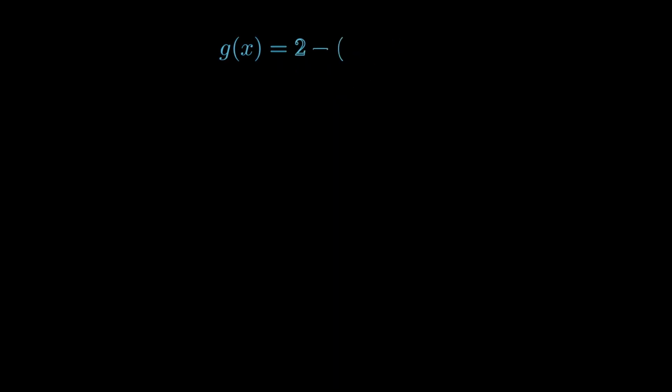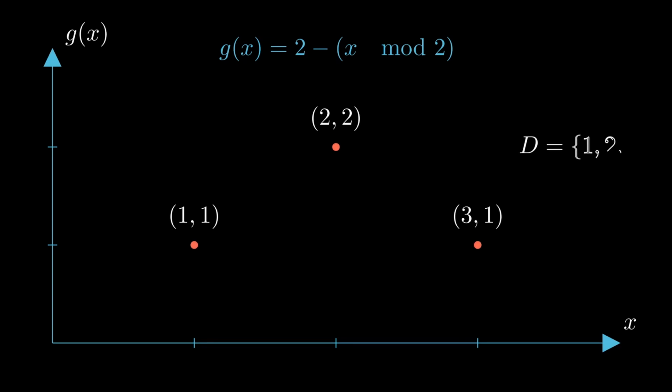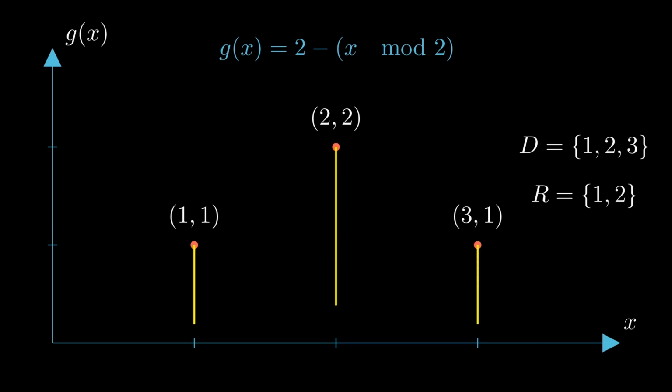We can say the domain is the set of numbers 1, 2, and 3, and the range is the set of numbers 1 and 2. This function takes an element from the domain, which can be 1, 2, or 3, and maps it according to its parity, meaning if it's odd, it's mapped to 1, and if it's even, it's mapped to 2.